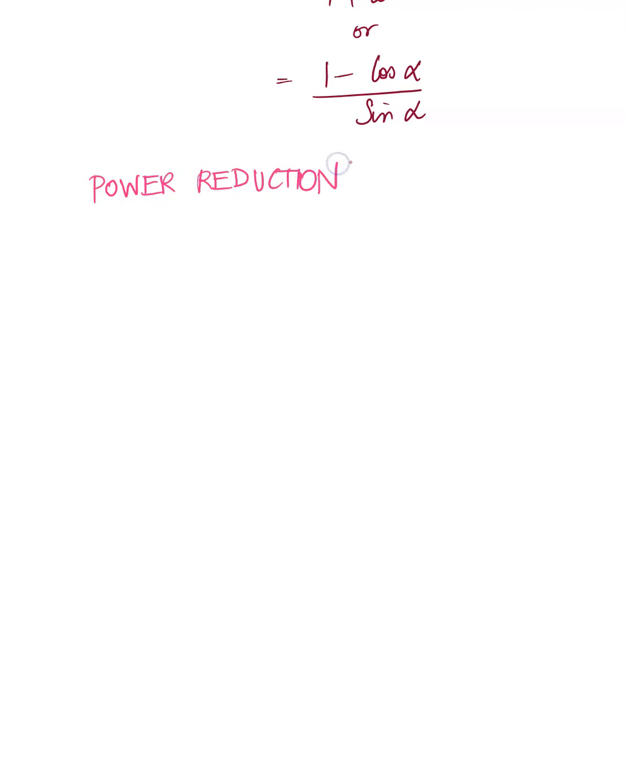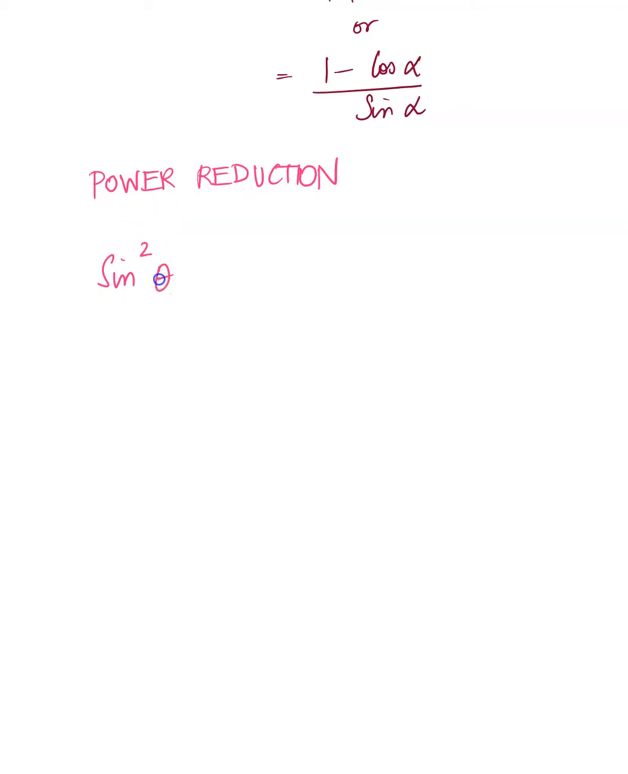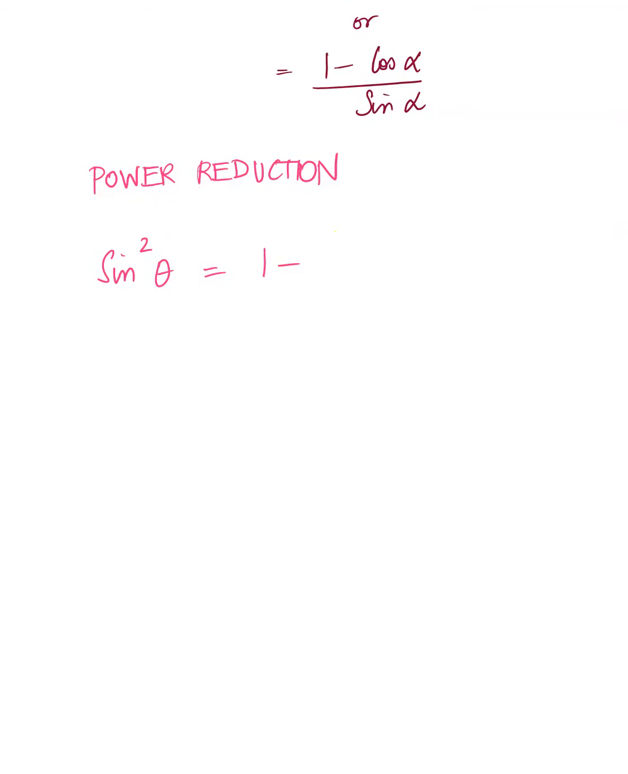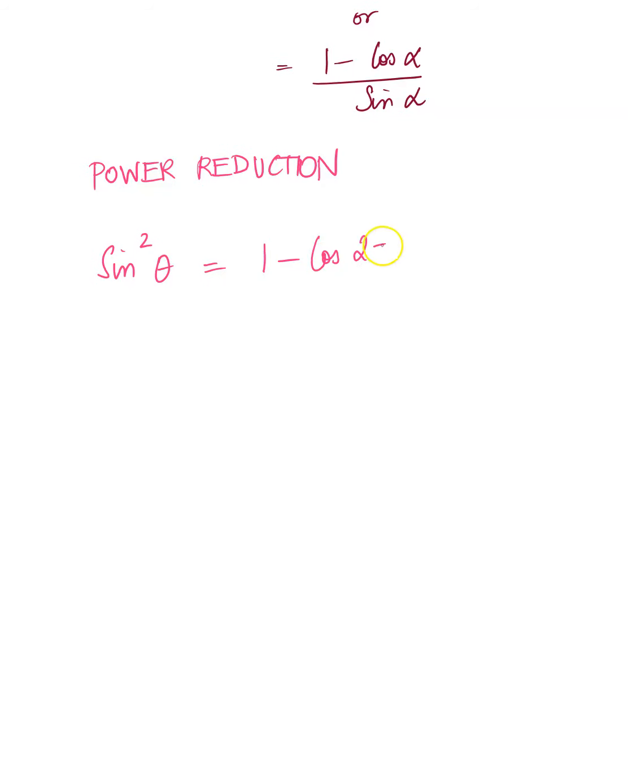Double angle helped you to reduce that double angle to a regular theta. Here power reduction wants us to reduce the power. So if you have a sine squared theta, then it reduces like this. Again, the challenge is that you reduce the power, but then you double the angle. Okay, that is the compromise. That's the trade-off for reducing the power. Cosine squared theta becomes 1 plus cosine 2 theta over 2.